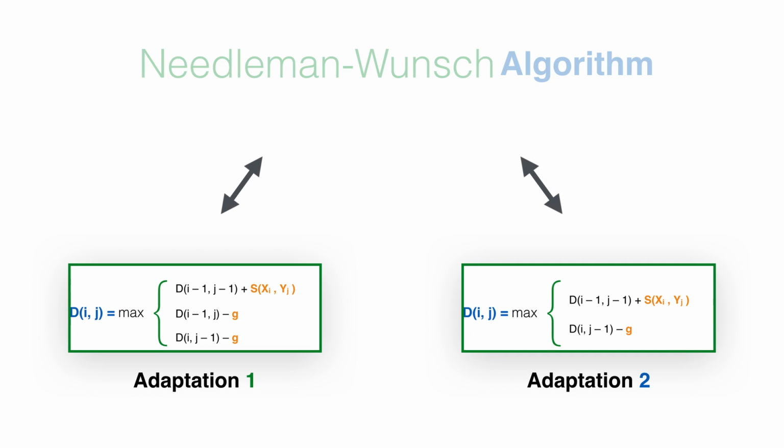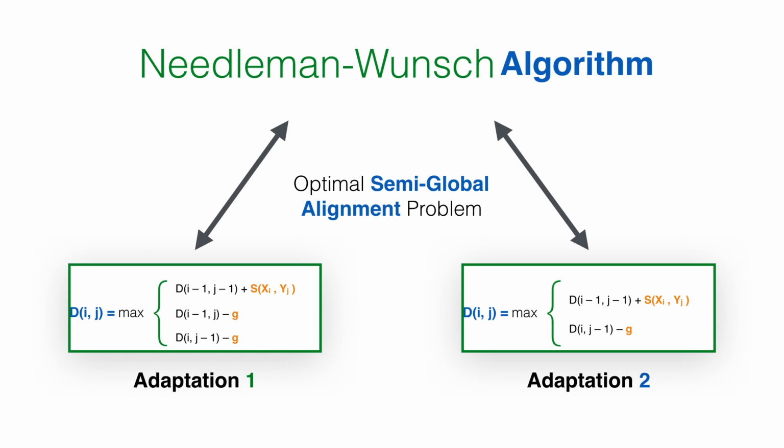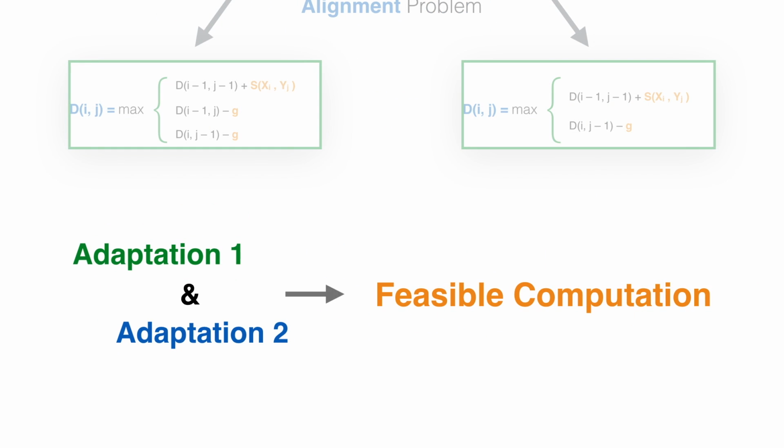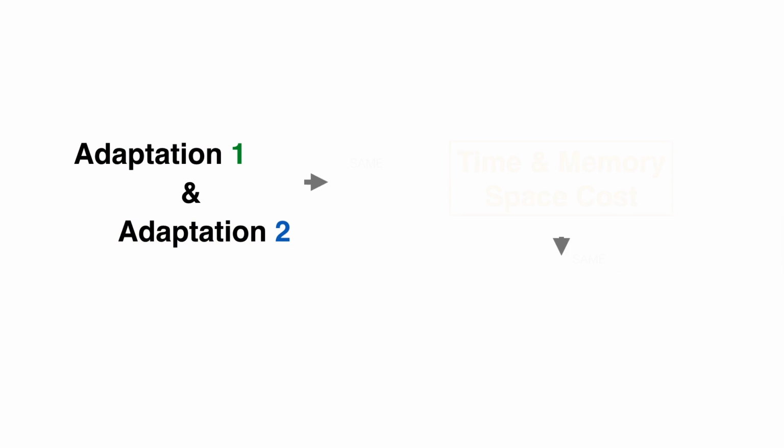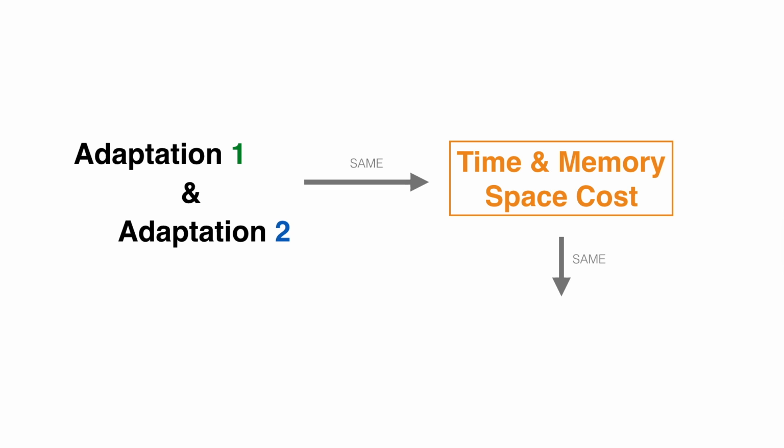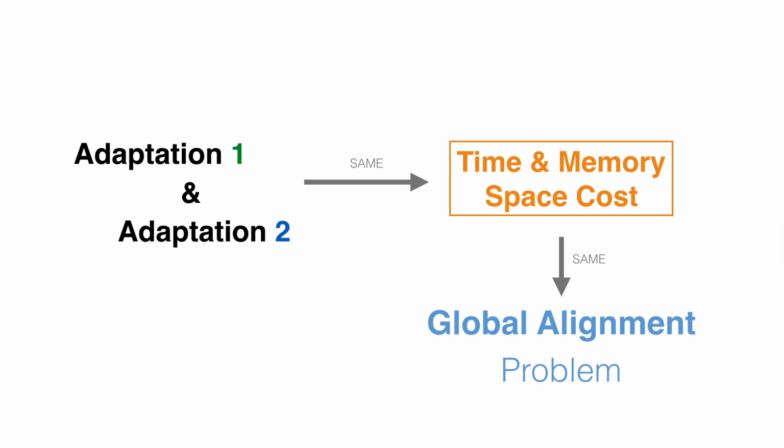We have examined in some detail two simple adaptations of the Needleman-Wunsch algorithm for finding optimal semi-global alignments. These adaptations make feasible a computation that is unfeasible by direct search, at the cost of carrying over the same time and memory space cost of a global alignment.